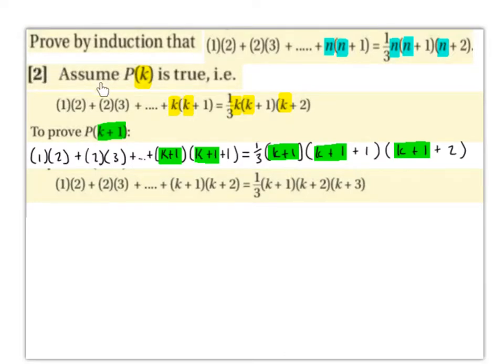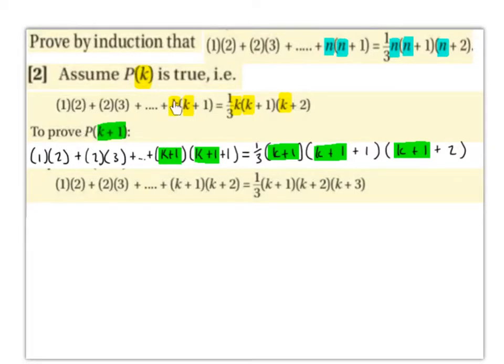Step 2. Assume p of k is true, that is, that 1 times 2 plus 2 times 3 plus ... k times k plus 1 is equal to a third k times k plus 1 times k plus 2. So basically we just swapped all of these n's for k's. So we assume that this is true. So now we need to prove that p of k plus 1 is true.